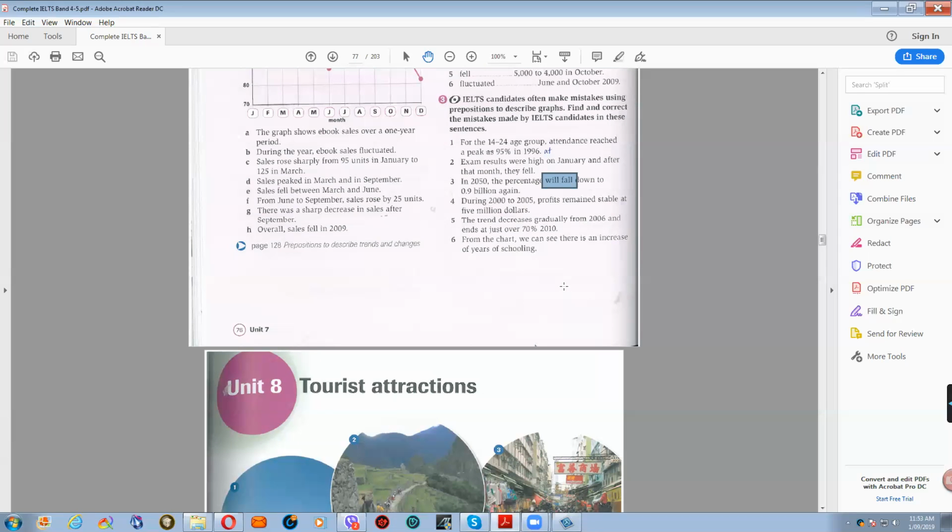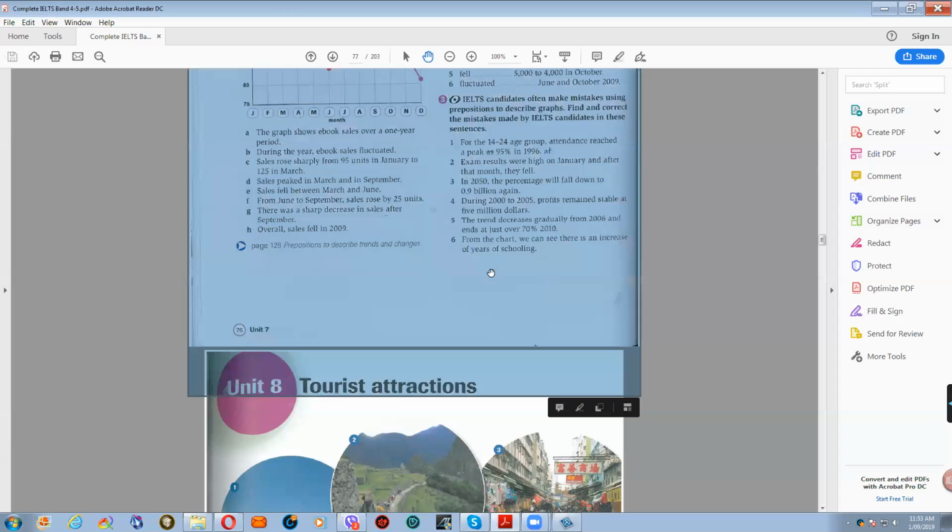And just over, in 2010. Over 20%, 70% in 2010.